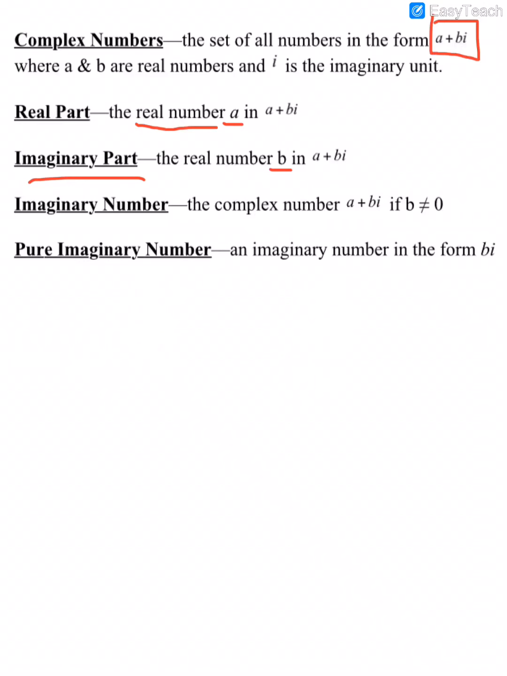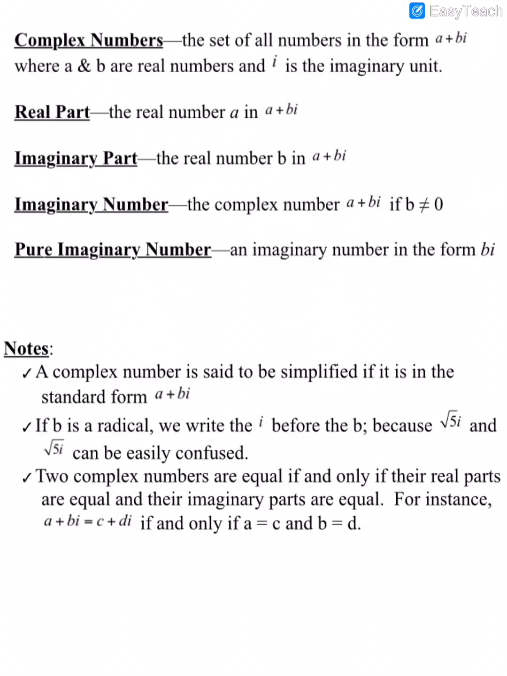Now, a pure imaginary number is an imaginary number in the form bi, which means that there is no a part, there's no real number part. So that answer that we just got, that 5i, was a pure imaginary number because there was no real number connected to it.